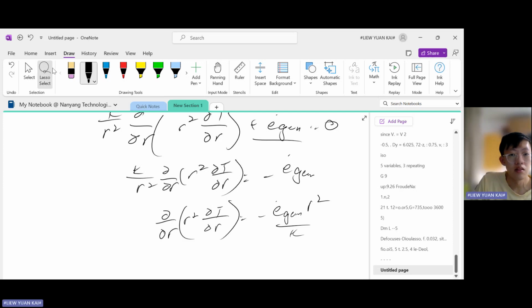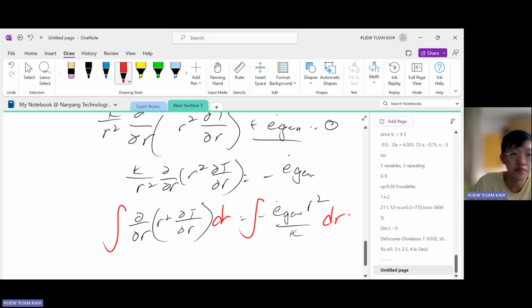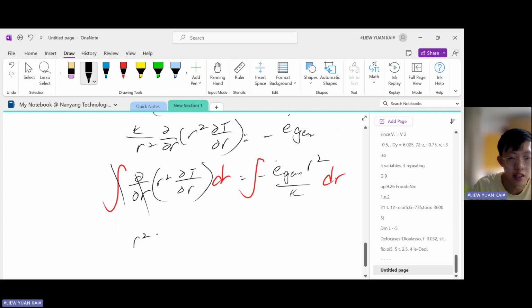Okay, so what you do now, our objective here is to make T the subject. So we have to pick it out of the derivatives. So in order to remove the derivatives, we need to do the opposite of differentiation, which is integration. So integrate with respect to r on both sides. So this derivative will cancel with this integral. Okay, this integral will cancel with this derivative. So you write down what's inside.